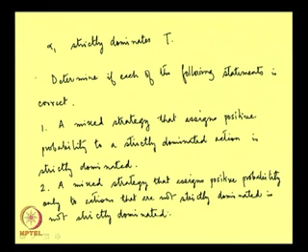Let us first look at the first statement. A mixed strategy that assigns positive probability to a strictly dominated action is strictly dominated. And second one is a mixed strategy that assigns positive probability only to actions that are not strictly dominated is not strictly dominated. So, if I have to say that the first one is correct, if it is a true statement, then I have to have a proof for that, and if I have to say that this is a false statement, then I have to give an example why this is false. So, let me start with the first statement.